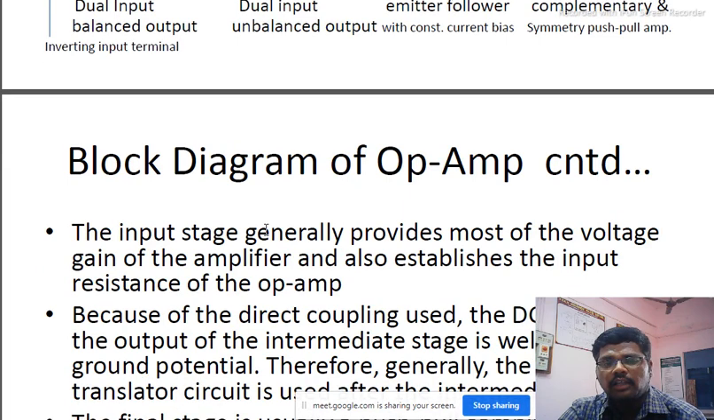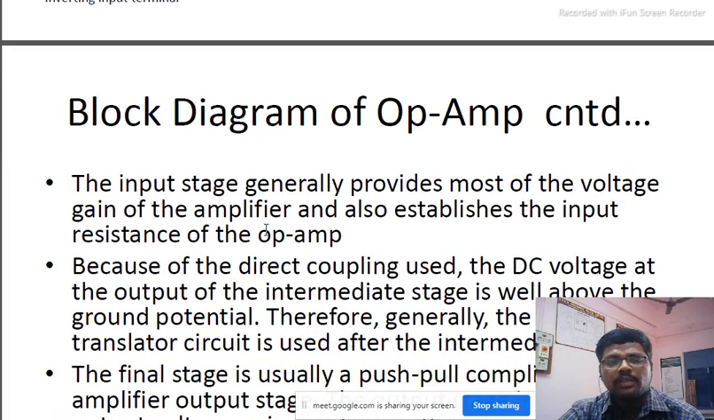On that block diagram, the input stage generally provides most of the voltage gain of the amplifier and also establishes the input resistance of the operational amplifier.